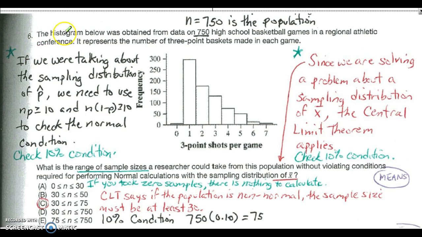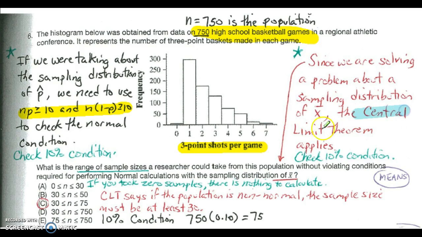In problem number 6, we have a histogram from data on 750 basketball games. Here's 3 points made per game. So this is not a proportion problem. We cannot do NP and NQ because we're not talking about proportions. We're talking about the number of 3-point shots per game. They want to know what's the range of the sample size, so we're talking about means.